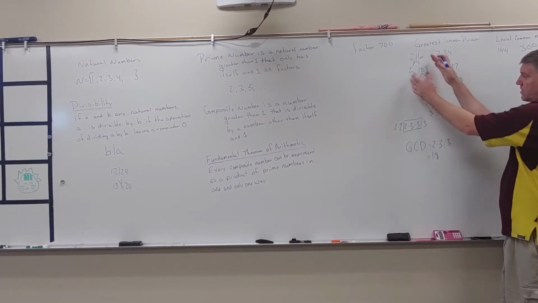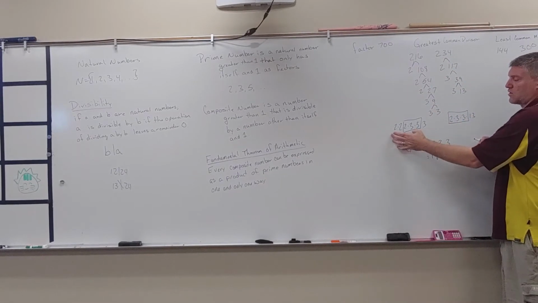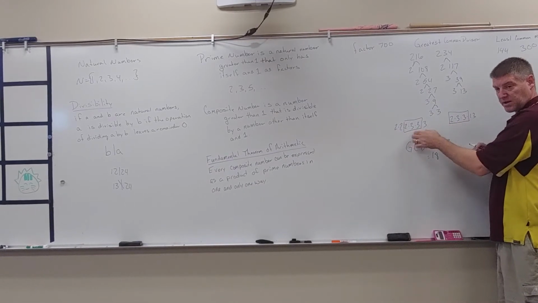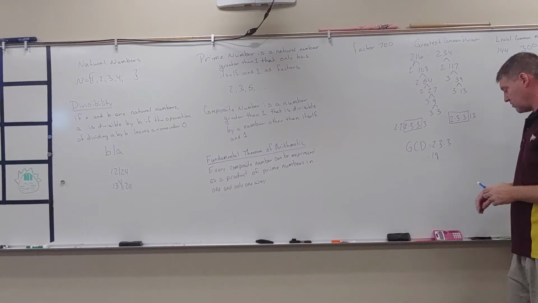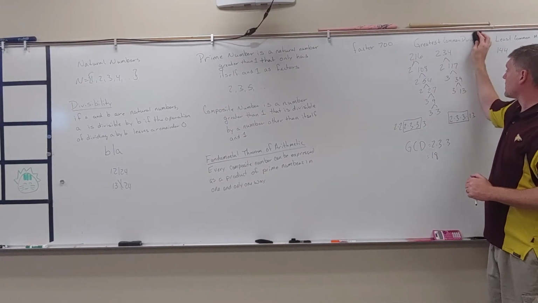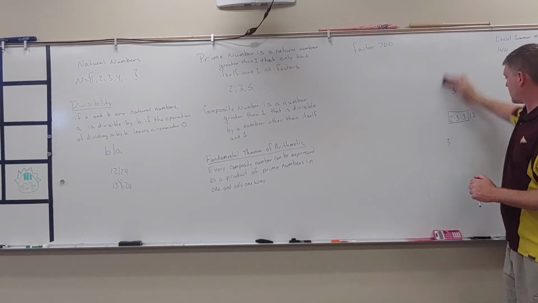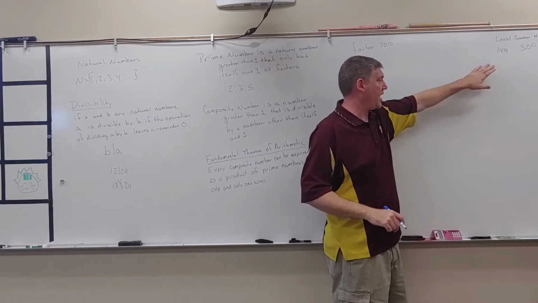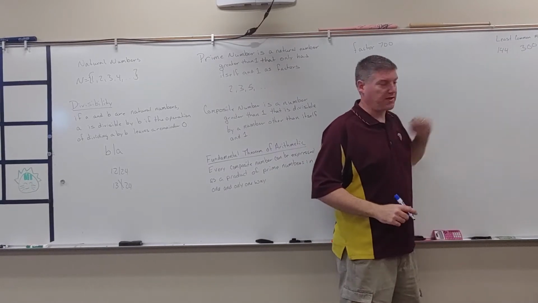Okay? So what you're going to do is factor these out completely, write the factors all out, and pick what they have in common. Multiply it out. That's going to be your greatest common factor. Okay? So now our least common multiple. When I do this, I have to do the same thing. So I have to factor this whole thing out.